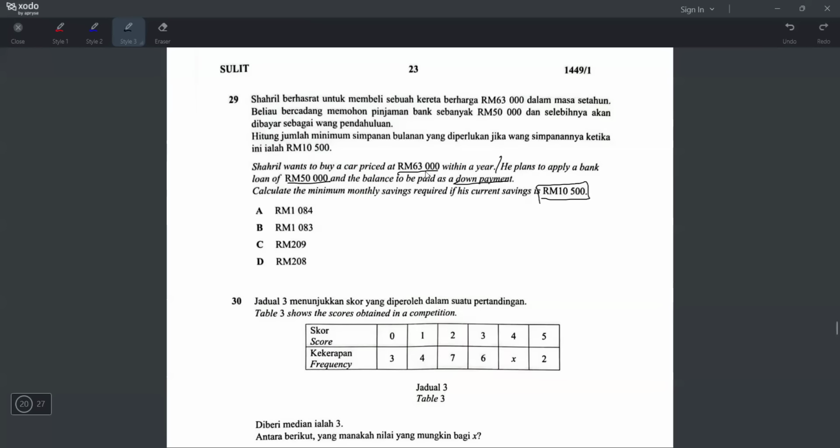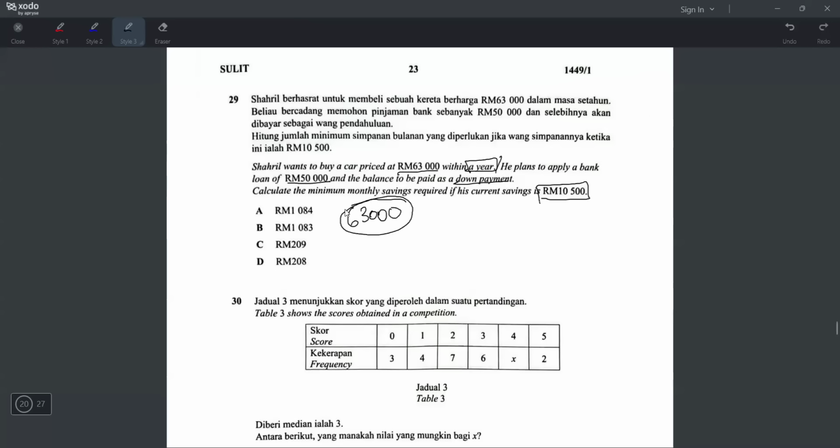Okay, dia punya kereta 63,000. But when we buy car, we will pay the down payment dulu. Lepas tu balance baru kita pinjam bank. So the goal is the down payment. Okay. So what you have to do now? 63,000, but this one is within a year. 1 tahun dia nak beli kereta tu.